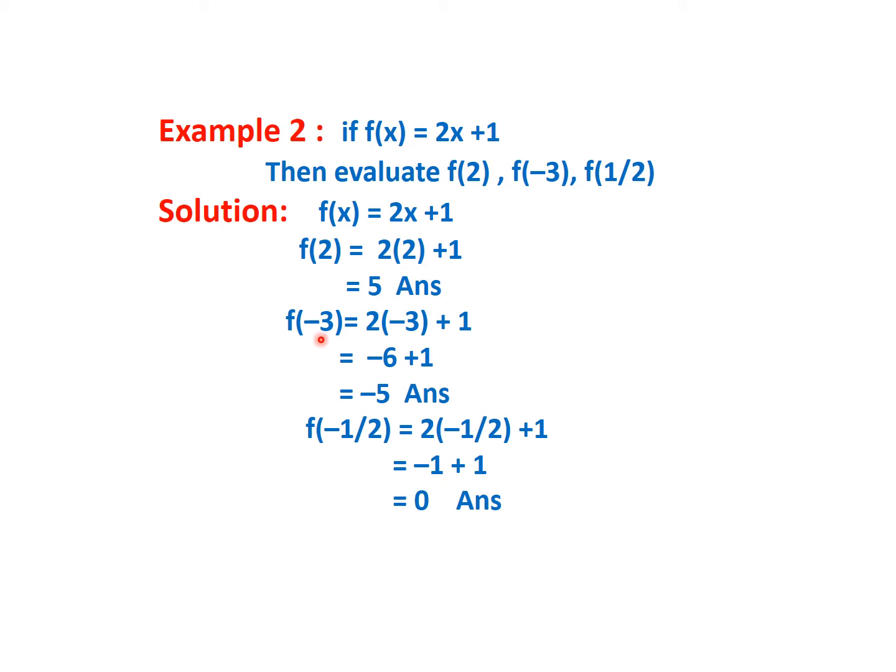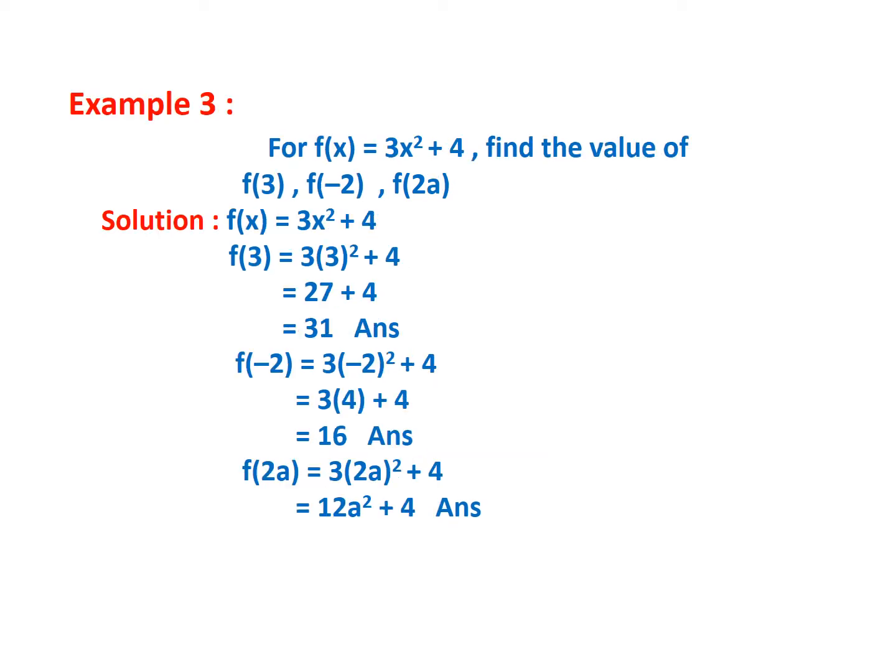Similarly, f(-3) means we can find the function's value at -3 by using -3 here. Solve this expression, we get -5, and similarly we can find the value of the function at 1/2. Solve this value and we get the answer 0.